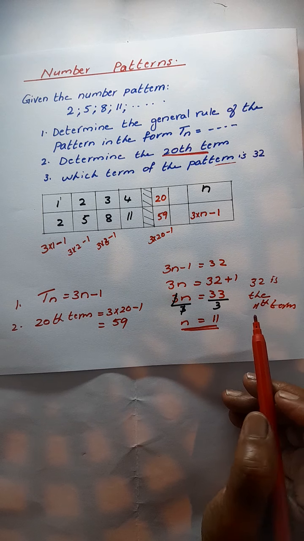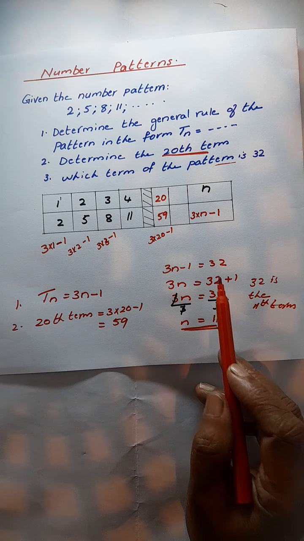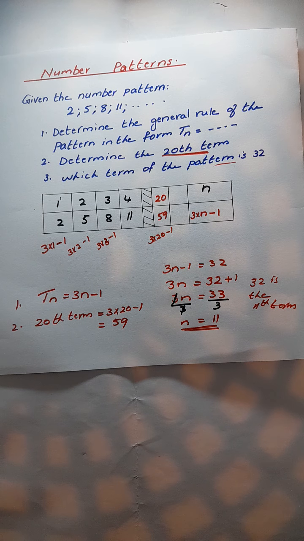So we can check that 3 times 11 minus 1 will give you 32. So our answer is correct.